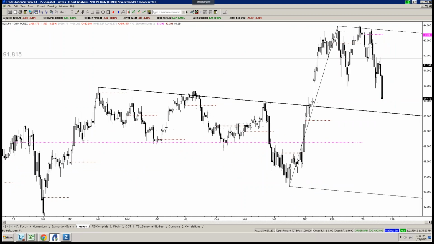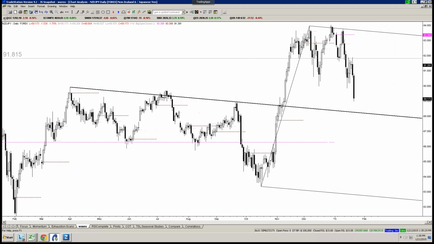You can see this is a structure that goes through here. The reason I'd put some stock in this is because it crosses through all these levels, okay? You can see even the consolidation around here, right?